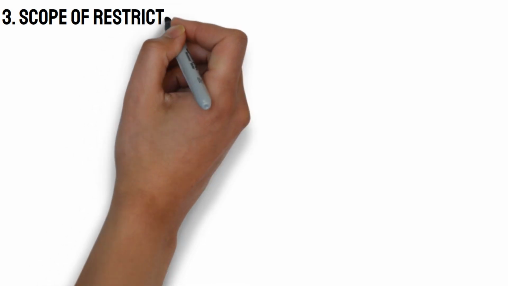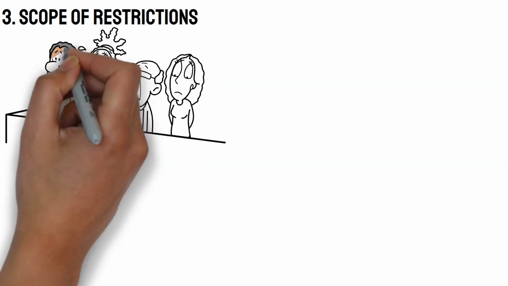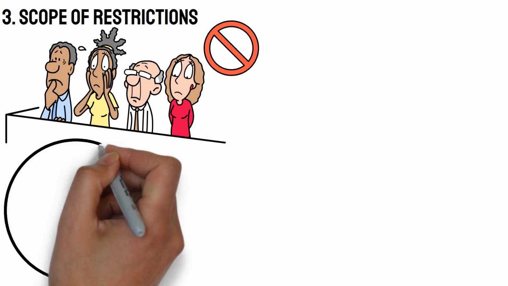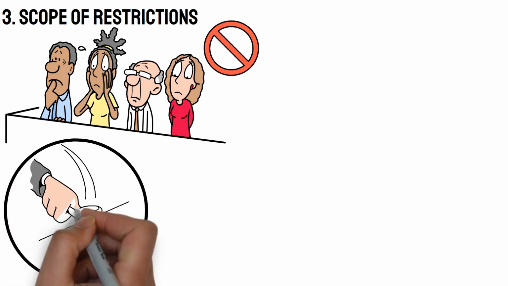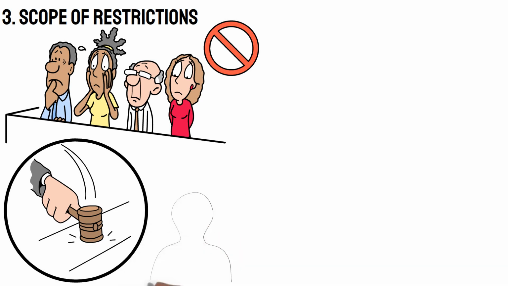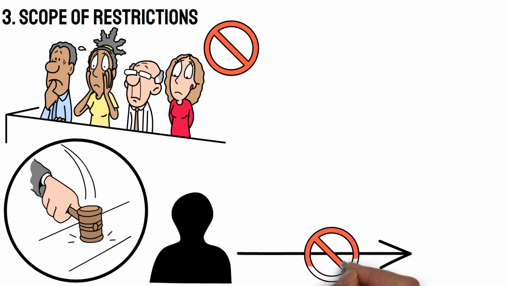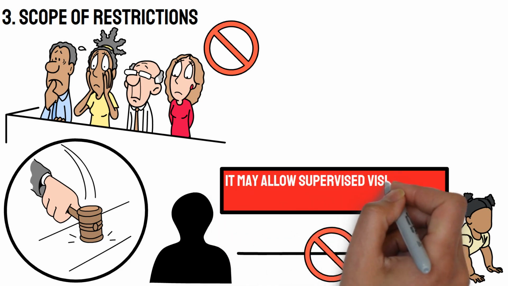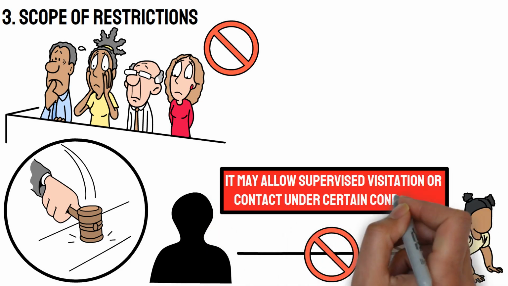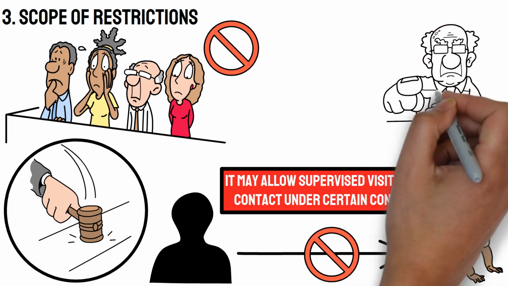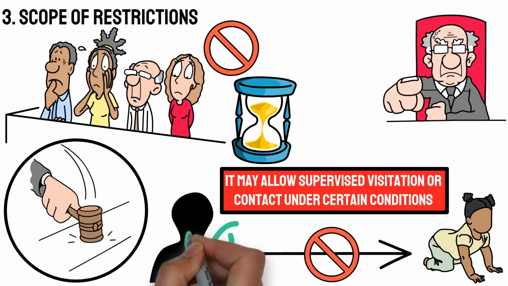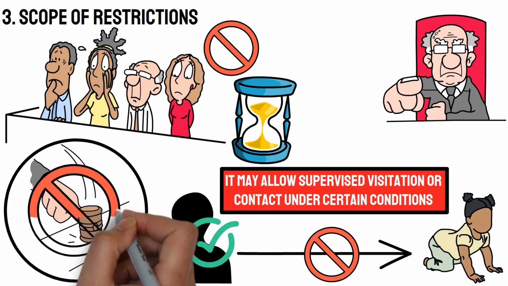3. Scope of restrictions. Exclusion orders may vary in terms of the individuals affected and the specific restrictions imposed. In some cases, the order may completely prohibit contact between the named individual and the child, while in other cases it may allow supervised visitation or contact under certain conditions. The court may also specify the duration of the exclusion order and any steps required for the individual to seek modification or termination of the order.